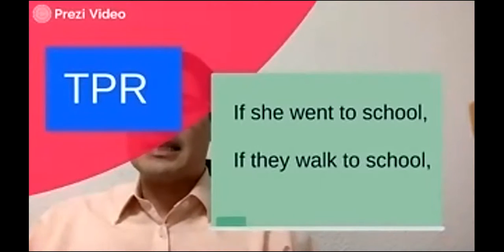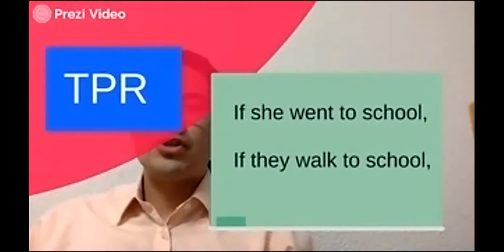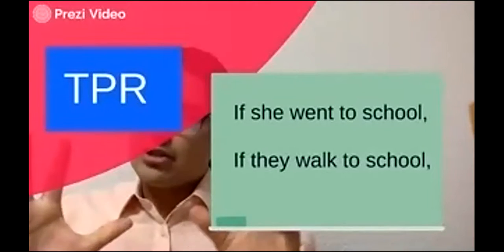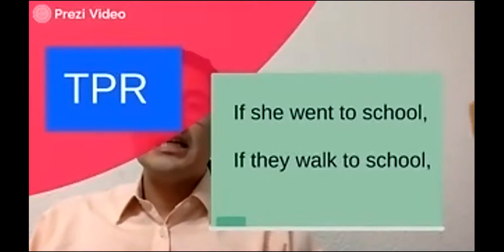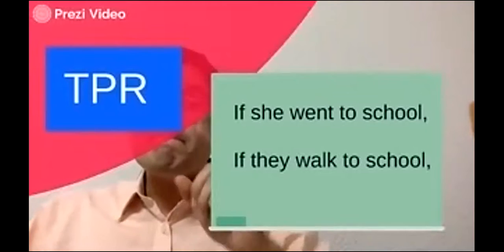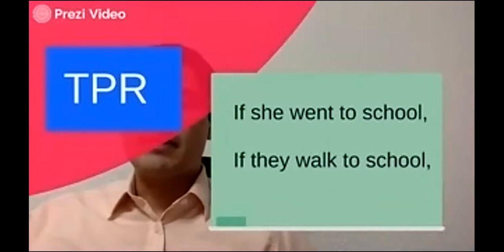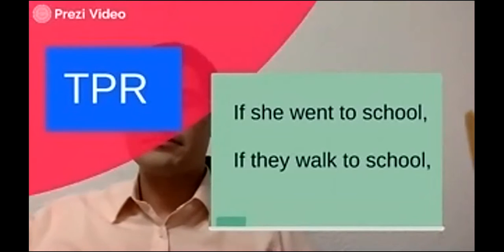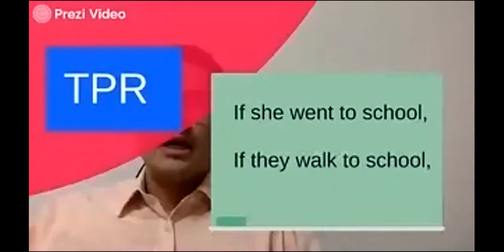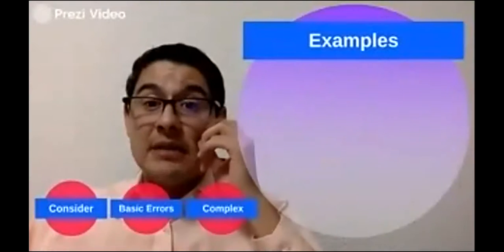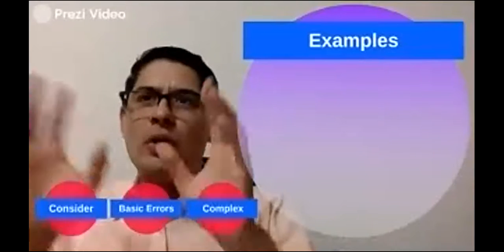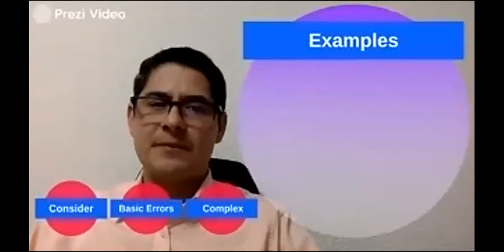The student says, if she went to school, okay, that's good. The next student says, if they walk to school. The teacher can use this gesture. No, if they, the past, if they, and this helps the student focus and understand that this is the past tense. Okay, very good. So these are examples that can be helpful for basic errors or including younger students.